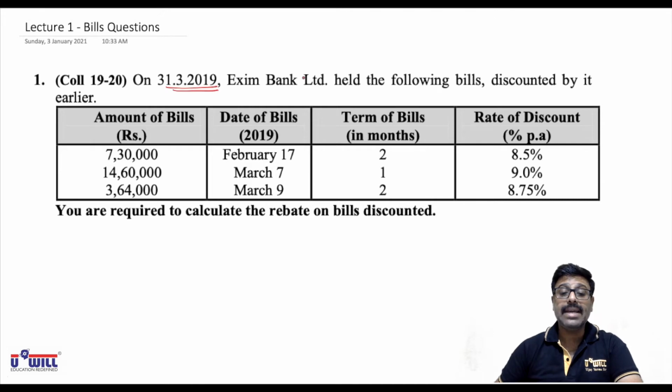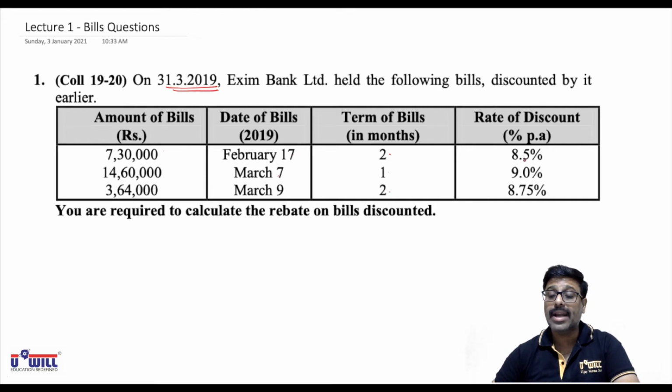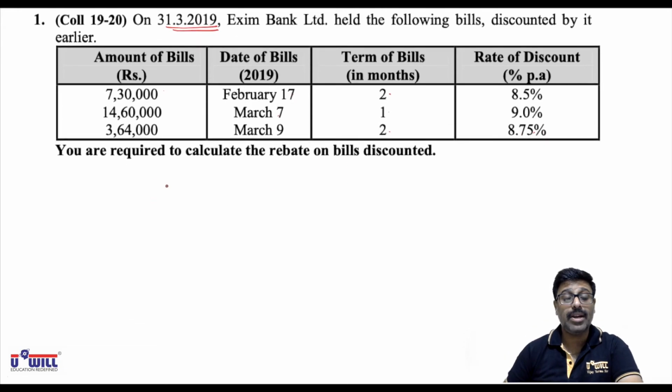On 31/3/2019, Exim Bank Limited held the following bills discounted by it earlier. There are 3 bills, with amounts of 7,30,000, 14,60,000 and 3,64,000. The dates of the bills are 17th February, 7th March and 9th March. The tenures are 2 months, 1 month and 2 months, and the rates of discount are 8.5%, 9% and 8.75%. What are we required to find?